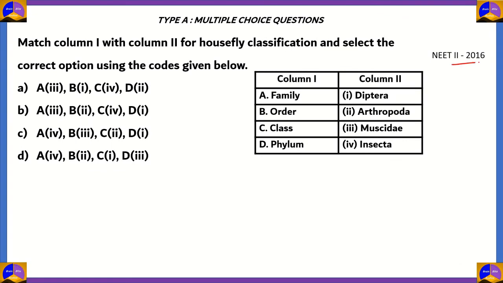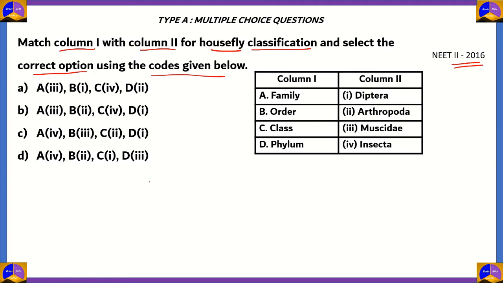This one is also asked in 2016. Match column 1 with column 2 for the classification of a housefly, and select the correct option using the codes given below. So in column 1 we have A, B, C, D representing family, order, class, and phylum respectively. And column 2 contains those Latin names: Diptera, Arthropoda, Mucidae, and Insecta.